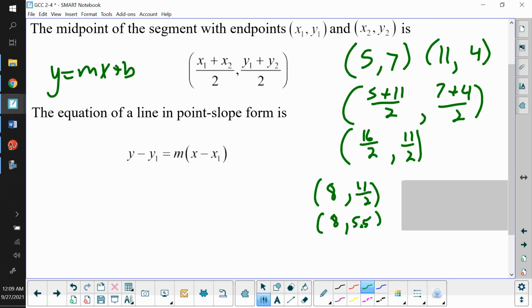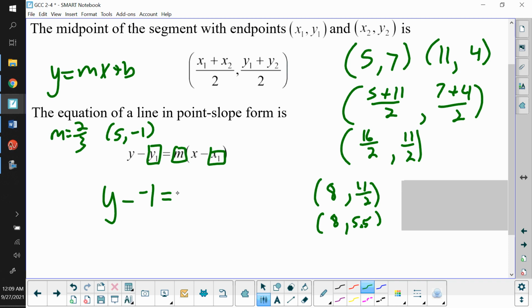Let's say we knew our slope was 2/3, and we had a point of 5, negative 1. Well, the 3 things that you fill in are the y1, the m, and the x1. So we would start with y, and we'd do y minus our y value that we have, which is the negative 1. So we have y minus negative 1 equals our slope of 2/3, and then x minus the x value, which we have, which is 5.